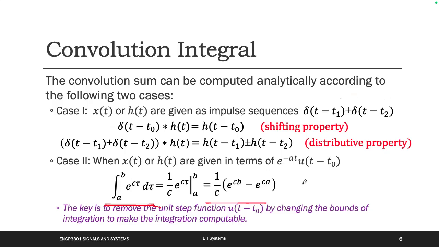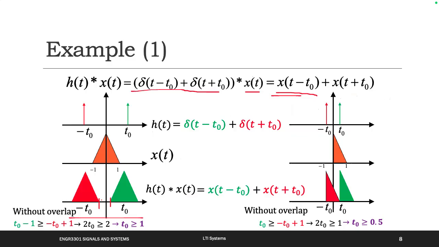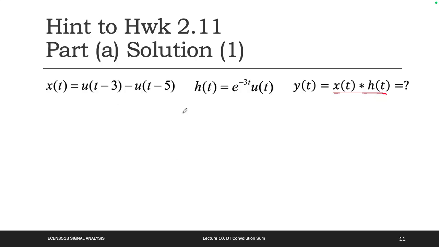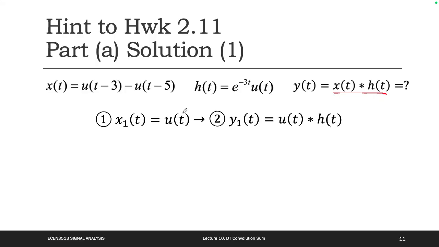It's just case two, am I right? So we need to write down the convolution equation and then calculate the output step by step. But for some equations, we have a tricky way to deal with it. For example, we let x1 equal u(t), which means y1 equals u(t) convolved with h(t). Am I right?